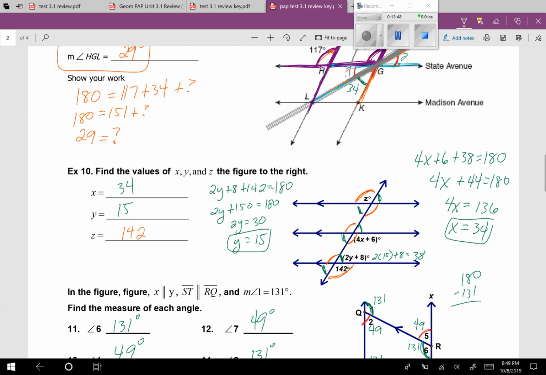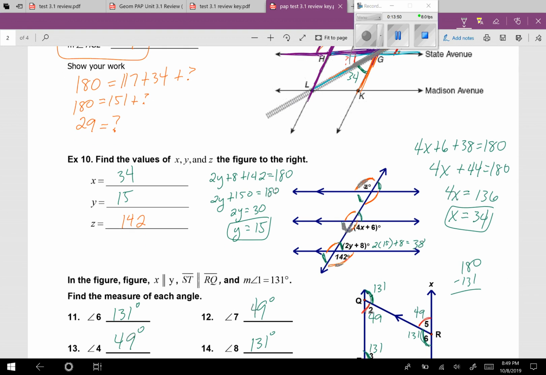Okay, question 10. It says find the values of x, y, and z in the figure to the right. Okay, so first thing, I see that my 3 lines are all parallel. So since I have 3 parallel lines and it's cut by 1 transversal, I only need 2 colors. So I just started here and I did the oranges and I did the greens. And it doesn't matter how many parallel lines you have, as long as they're all parallel to each other, you just keep going with the pattern.